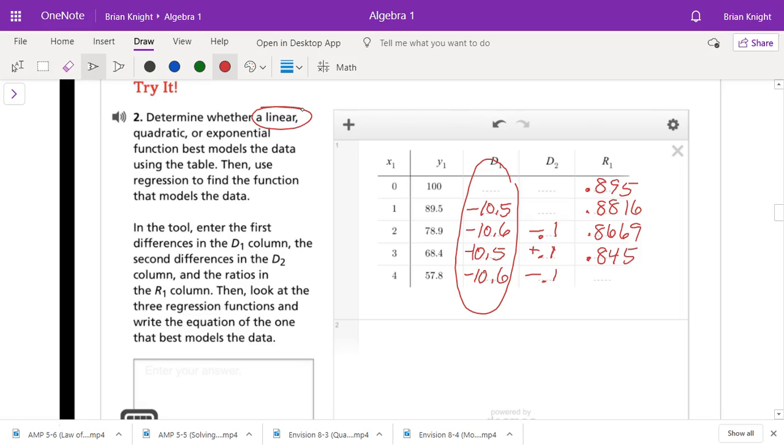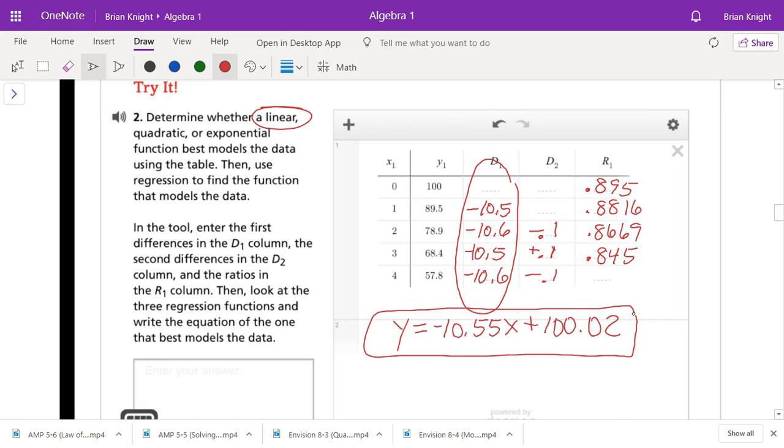This time I'm going to use which one? We already said it's what? Linear. So I'm going to use linreg, which is number 4. And that tells me that I should get y is negative 10.55x plus 100.02. Okay?